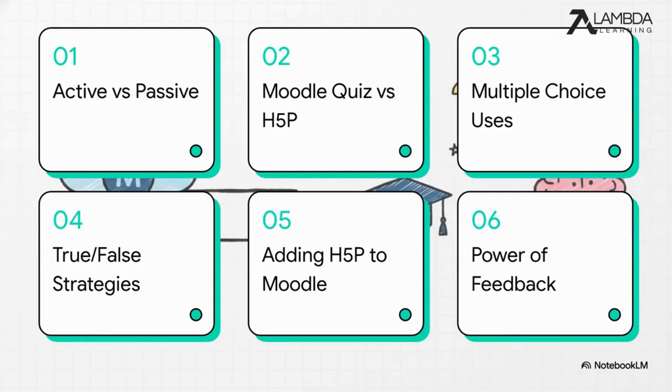Here's our game plan for today. Number 1, active versus passive learning. Number 2, Moodle Quiz versus H5P. Number 3, multiple choice use cases. Number 4, true-false learning strategies. Number 5, adding H5P to Moodle. And number 6, the power of feedback.